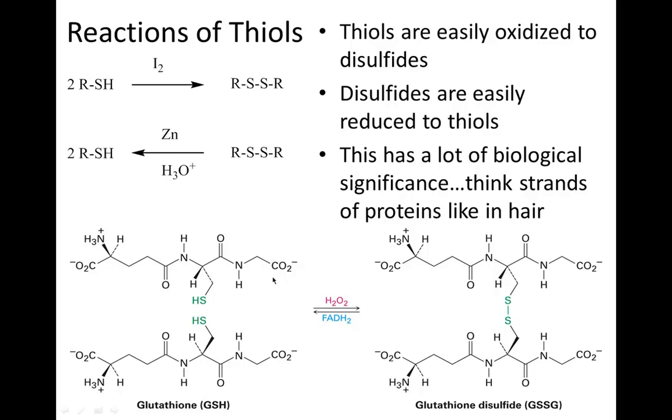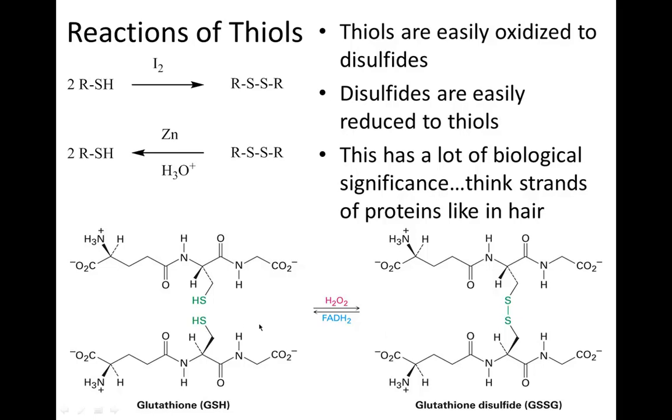Here's an example of a biological molecule. This is a piece of a biological molecule, and there's a cysteine right here. This part of this peptide is a cysteine, and so there's its free thiol, and here's another one. If those get oxidized, so here we're using peroxide, then they will join together and make a disulfide linkage. Well, that could also be reduced, and this is a biological reducing agent, back to the free thiols.